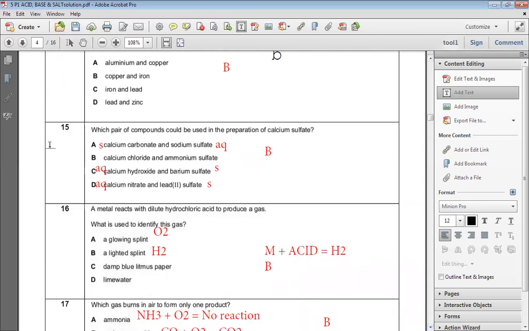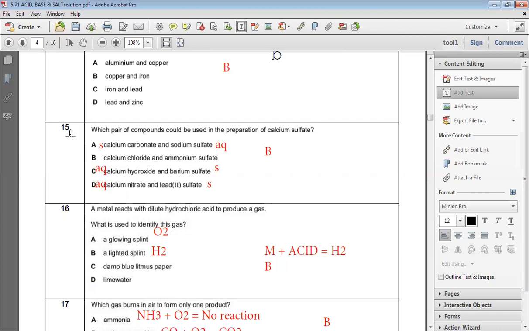Question number 15, which pair of compounds could be used in the preparation of calcium sulfate? Calcium carbonate and sodium sulfate: calcium carbonate is solid, sodium sulfate is aqueous. One is solid, the second is aqueous, so this is not possible, but calcium chloride is soluble and ammonium sulfate is soluble. All sulfates are soluble except calcium sulfate, barium sulfate, and lead sulfate. All chlorides are soluble except silver, mercury, lead.